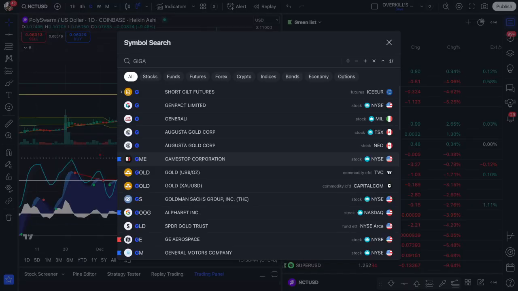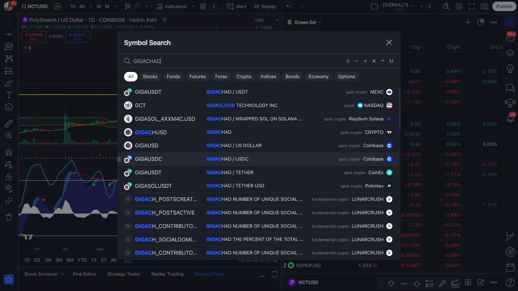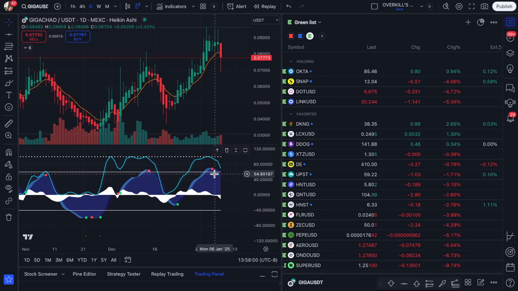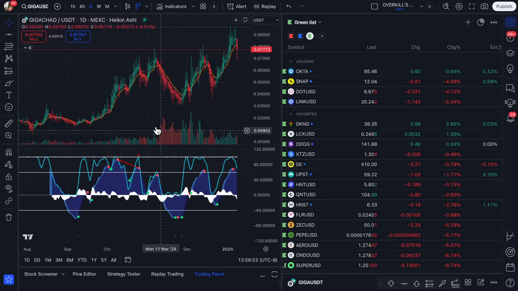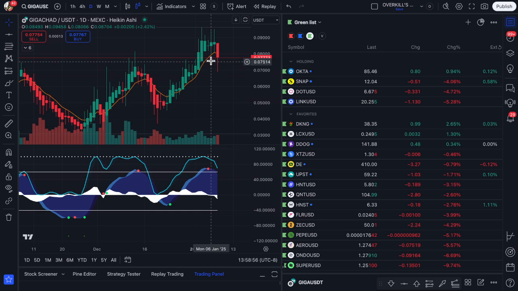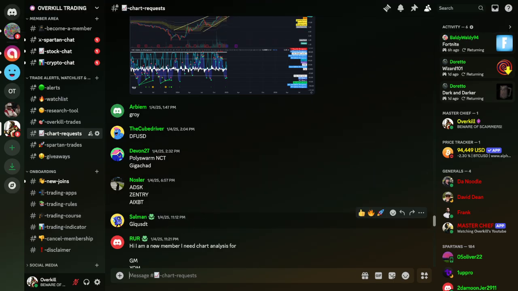Giga Chad. These names just keep getting better, dude. You had the red dot yesterday. I don't got any data on my golden zone. Probably don't got any data on the monthly either, but that thing looks like it's about to break trend and come back down. I'd wait for the wave to come back down here and get a green dot. ADSK.